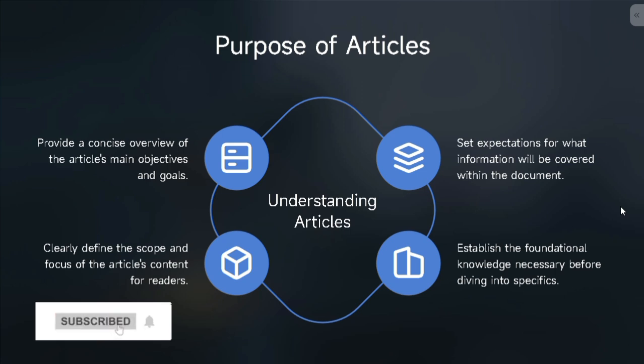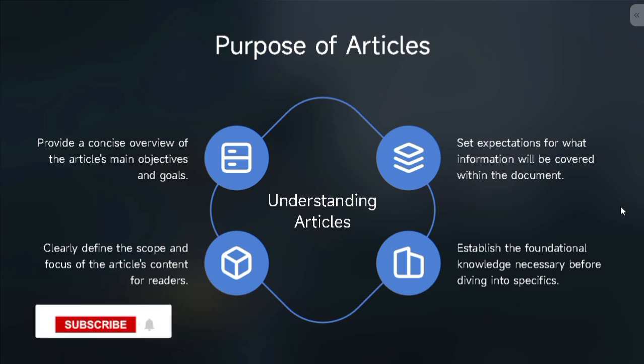So, purpose of the article. Just to go with the first point, it provides a concise overview of the article's main objective and goals. Then clearly define the scope and the focus of the article's context for readers. Set expectations for what information will be covered within the document, and finally establish the foundational knowledge necessary before diving into the specifics.